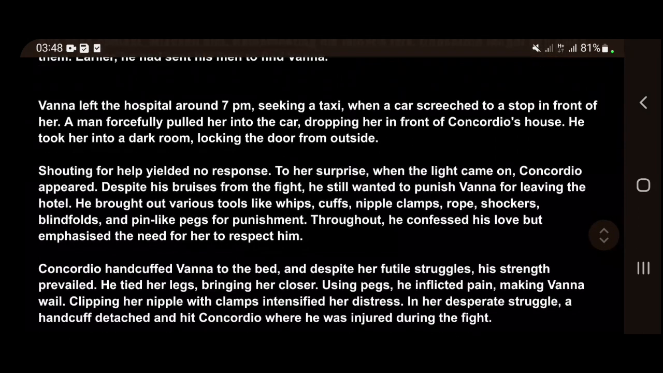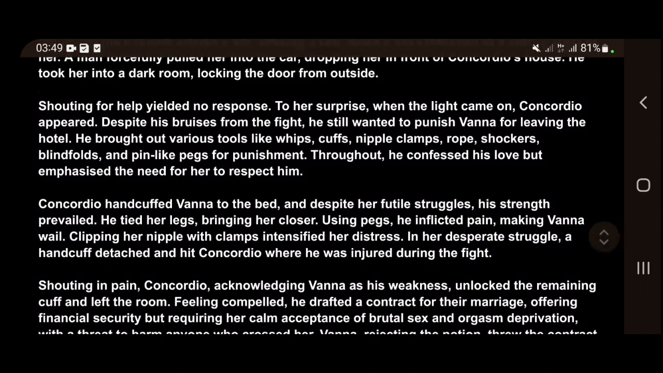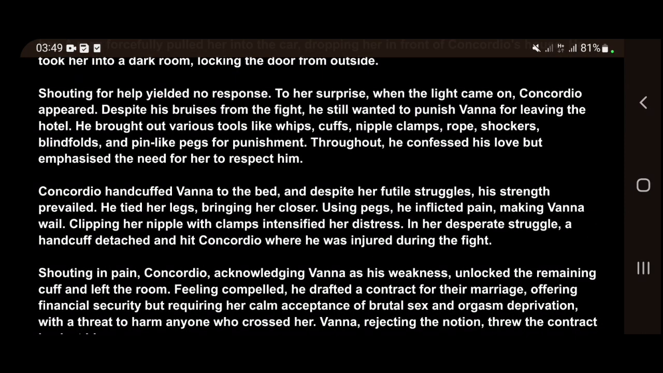Bernard left the hospital around 7 p.m., seeking a taxi, when a car screeched to a stop in front of her. A man forcefully pulled her into the car, dropping her in front of Cocodia's house. He took her into a dark room, locking the door from outside. Shouting for help yielded no response. To her surprise, when the lights came on, Cocodio appeared. Despite his bruises from the fight, he still wanted to punish Bernard for leaving the hotel.